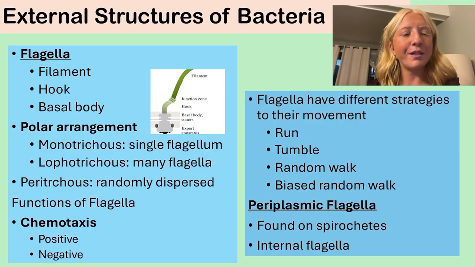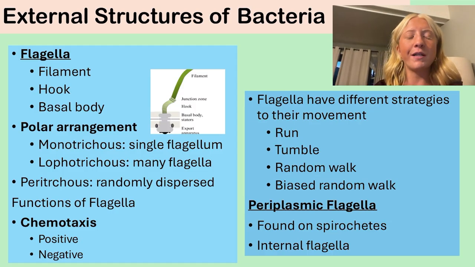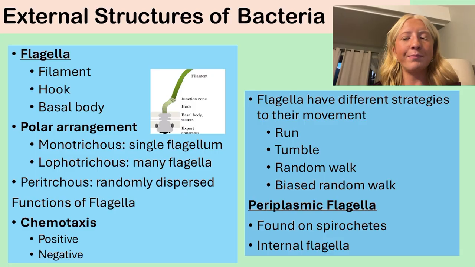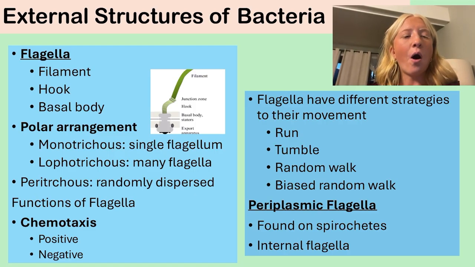So we have different arrangements for the flagella. There are polar arrangements and peritrichous. For the polar arrangements, we have monotrichous, which is one single flagellum, whereas lophotrichous is when there are many flagella on either end. And then we have the peritrichous. This is when flagella are randomly dispersed around the whole surface of a cell and kind of look like hairs coming out from it.